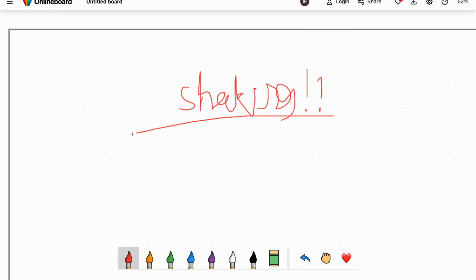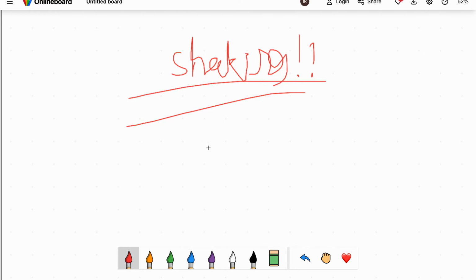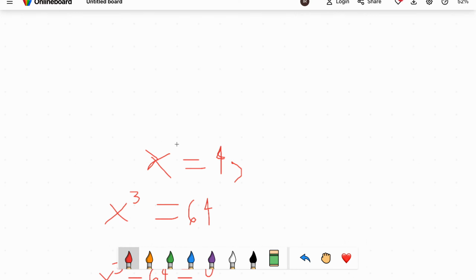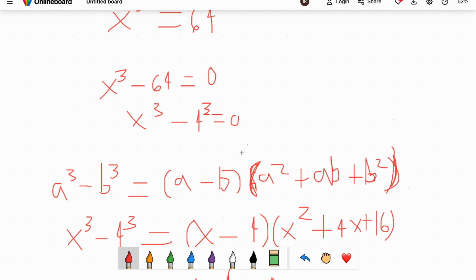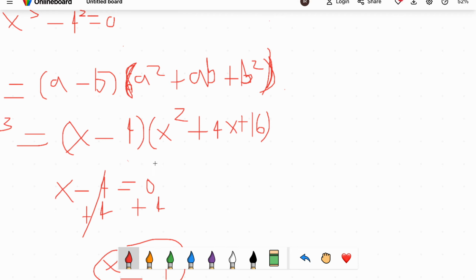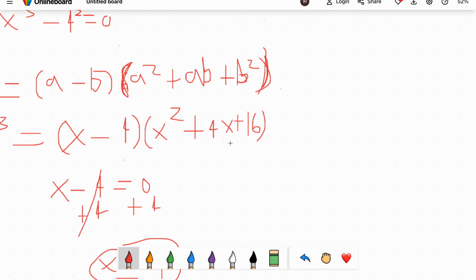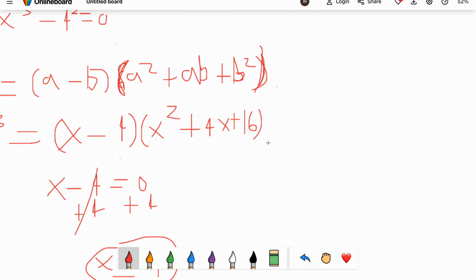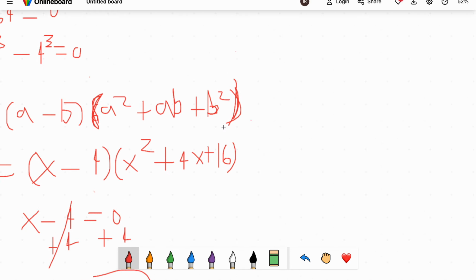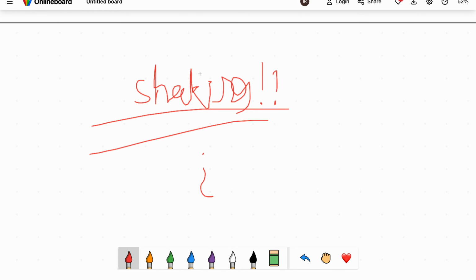So what is the shocking thing? The shocking thing is the introduction of i in mathematics. There are actually two solutions to x, one of them is 4 and the other is another solution with i in it. So let's go and do it. Right now we have x minus 4 is equal to 0. However, we also need to do the same for x squared plus 4x plus 16, and that is what is called the shocking thing.